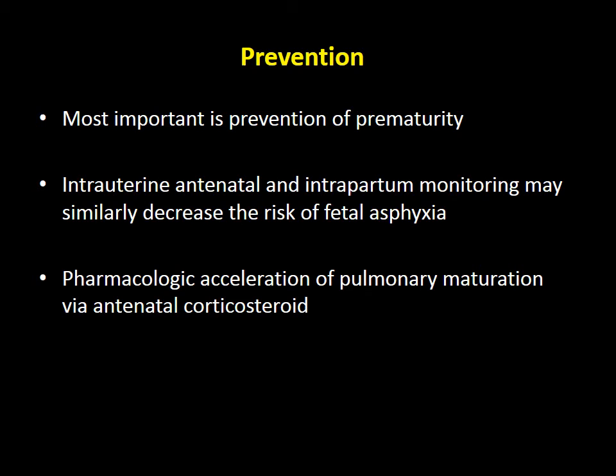In terms of prevention, the most important is prevention of prematurity, including avoidance of unnecessary or poorly timed cesarean section, appropriate management of high-risk pregnancy and labor, and prediction and possible in utero acceleration of pulmonary immaturity. Intrauterine antenatal and intrapartum monitoring may similarly decrease the risk of fetal asphyxia. Pharmacologic acceleration of pulmonary maturation via antenatal corticosteroid.